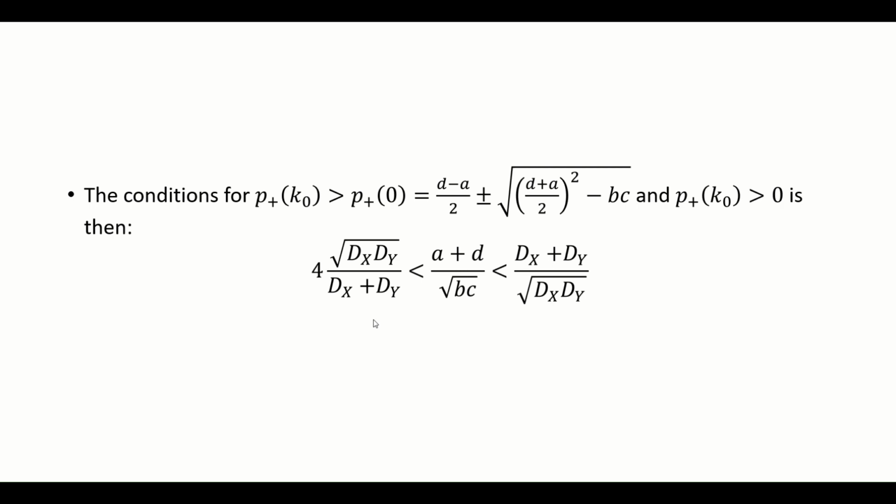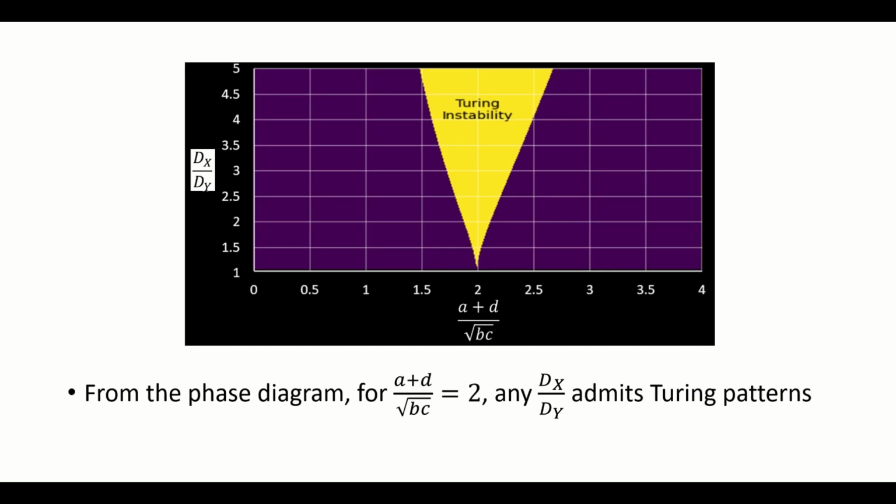So I have just plotted this graph here. Basically, the yellow region indicates where we get Turing patterns, that is, (a + d)/√(bc) values for the respective dx/dy values. From the phase diagram, we can account for one fact: if (a + d)/√(bc) is equal to 2, for any dx/dy, given that dx is greater than dy, of course, that was one of the conditions, we will always get Turing patterns. So that is one of the observations you can see.